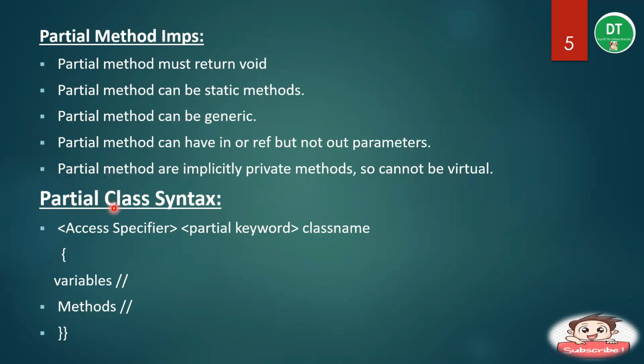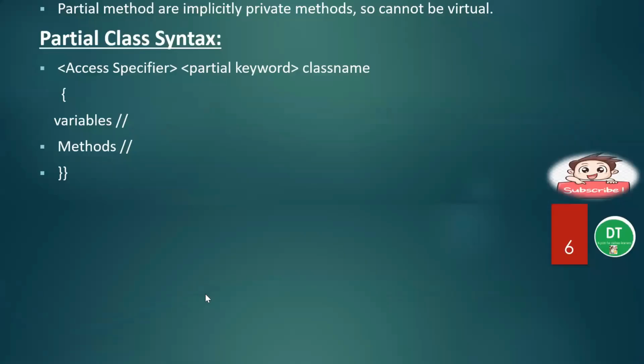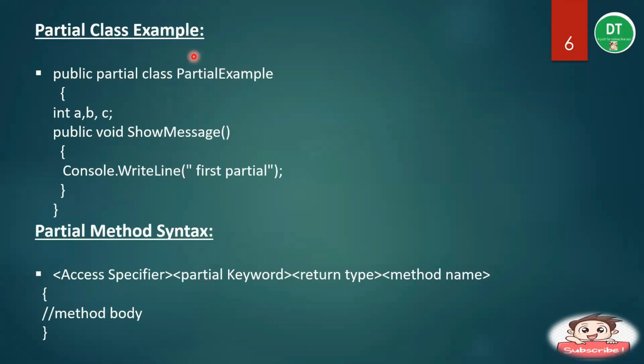Now we'll discuss the syntax of partial class. In partial class syntax, first the access specifier will come, then the partial keyword will come, which is mandatory. Without this keyword, we cannot make a class partial. Then the class keyword and class name will come, and then curly braces, and in the curly braces we will have the variables of the class and methods of the class. Here the example of the partial class is given.